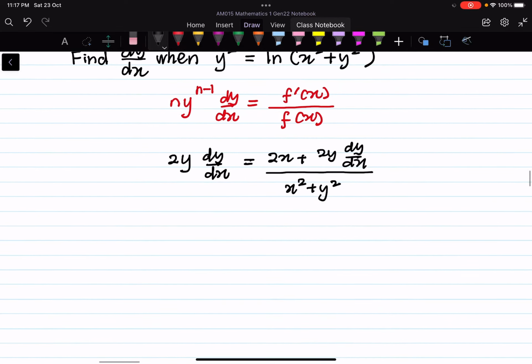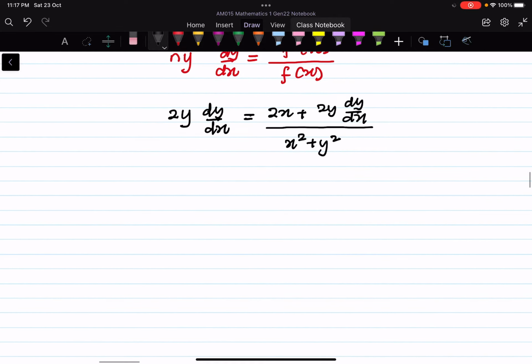Now let us simplify this. So let us cross multiply x squared plus y squared to the left hand side first, so it's going to be easier. So we're going to get 2y, I rearrange this as (x squared plus y squared) times dy/dx equals to 2x plus 2y dy/dx.